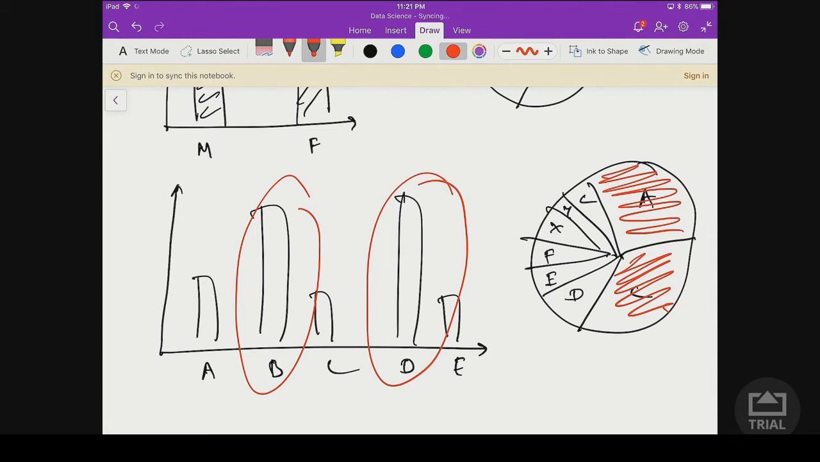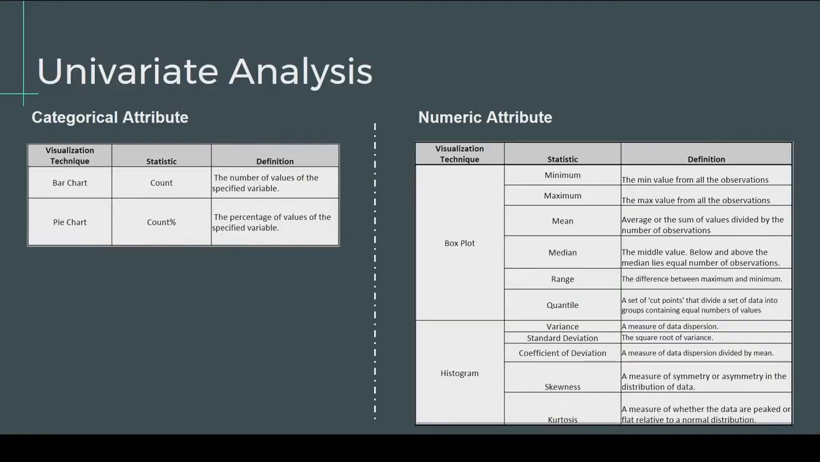the categorical variable. On another note, when you're studying a numeric attribute, you will have two simple visualization techniques that will give you very informative results. The most common one is the box plot.